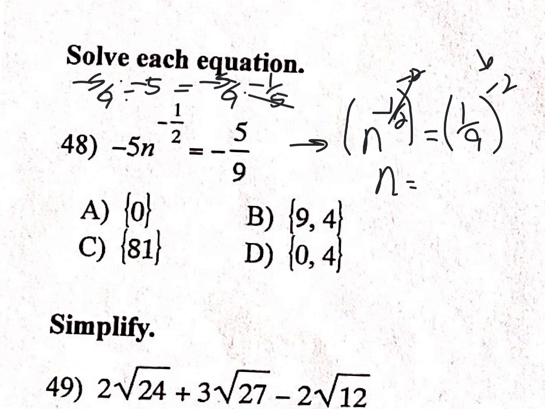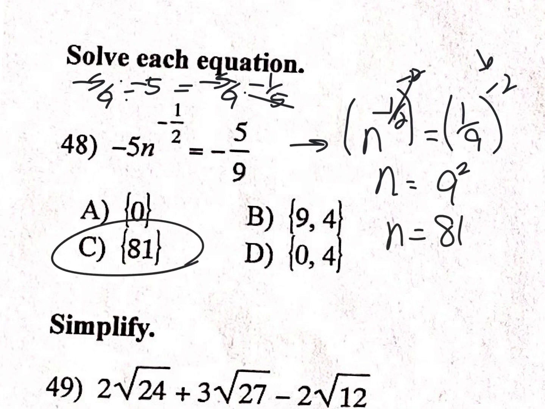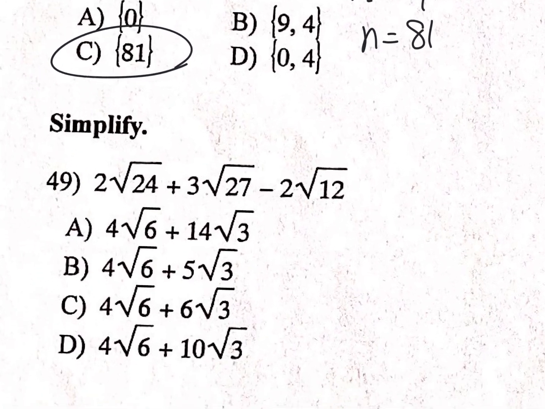Now, the -2 exponent means you've got to do two things. You've got to flip and square, or square and flip. Doesn't matter which order you do them, as long as you're doing both. Because it's already a fraction, I'm going to flip it first and then square it. And 9 squared is 81. Answer C.